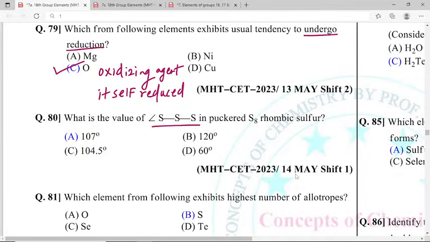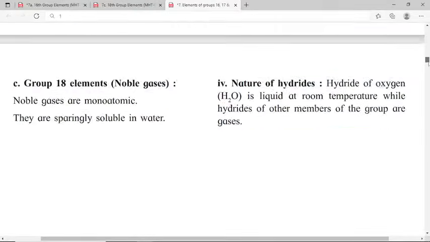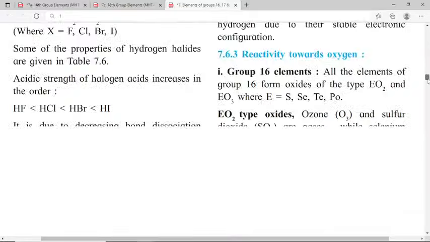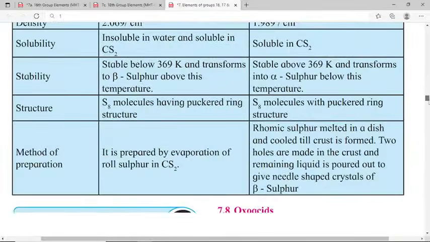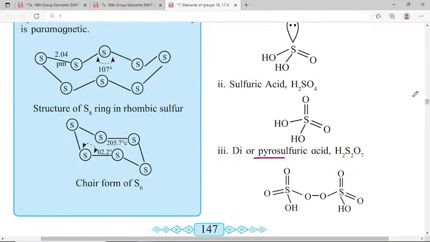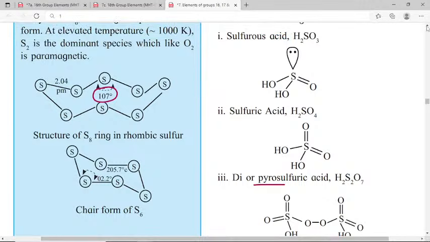What is the value for rhombic sulfur, 107? I am showing here where it is written as 107. Very important. Please mention in your textbook. Here is the value, 107, for rhombic sulfur.